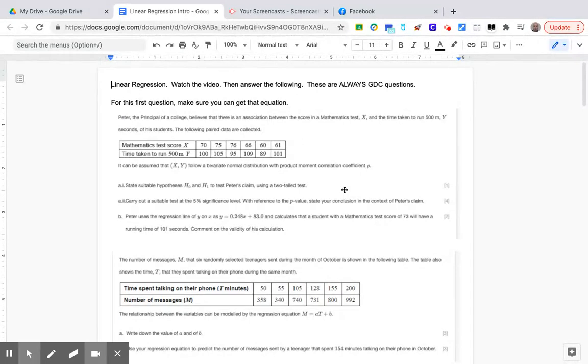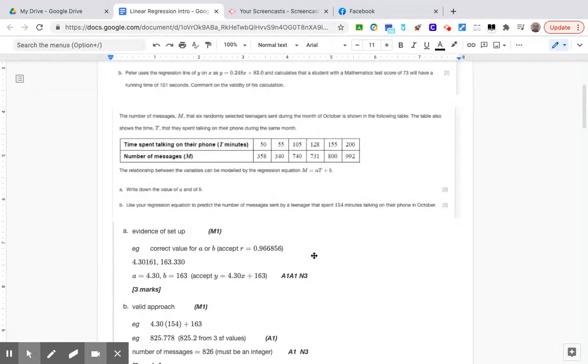So in this case, the first person, I wanted to know what their math test score was and how long it took them to run 500 meters. Now we call the first one X and the second one Y, but they might not be connected directly. You might say, Mr. Adler, what's the relationship? We don't know yet. But we were given these two pieces of information. We were asked to find a relationship. Another example is time spent talking on their phones, minutes, and the number of messages, M.